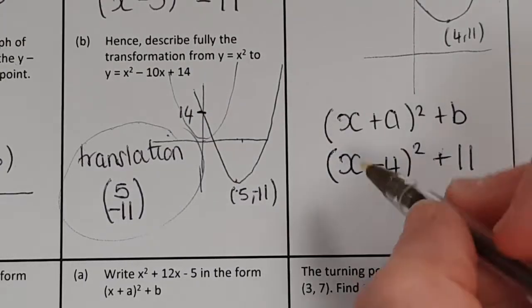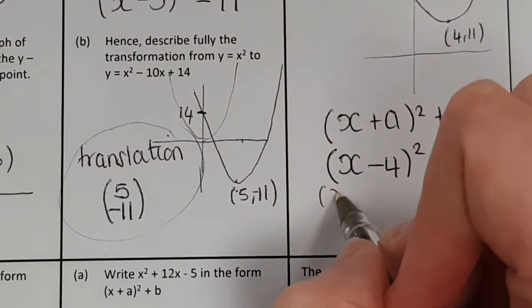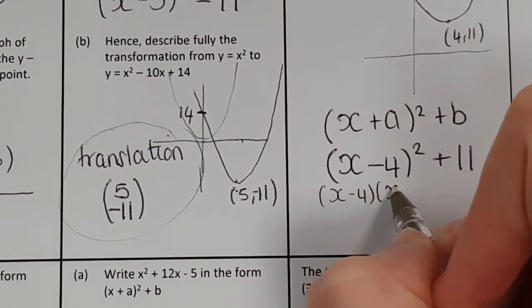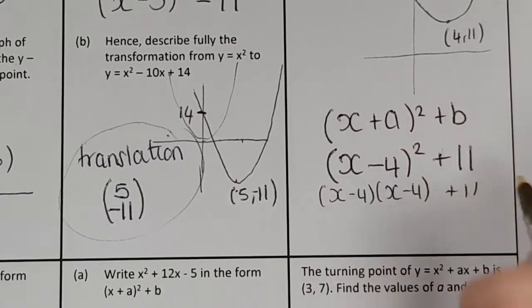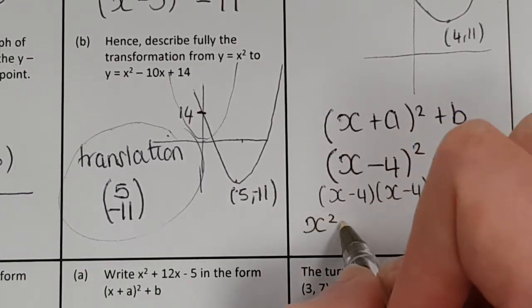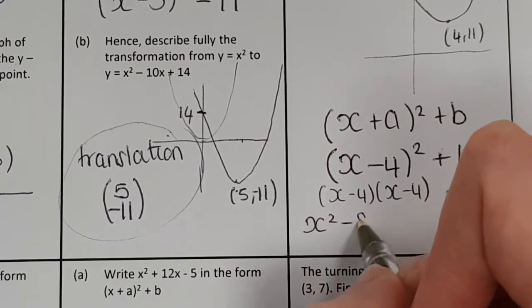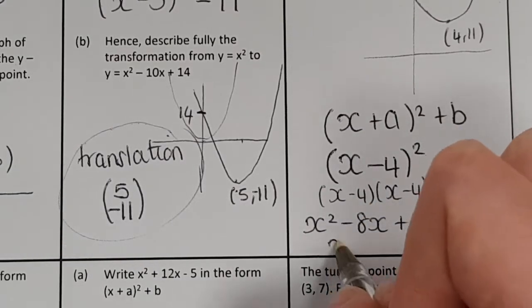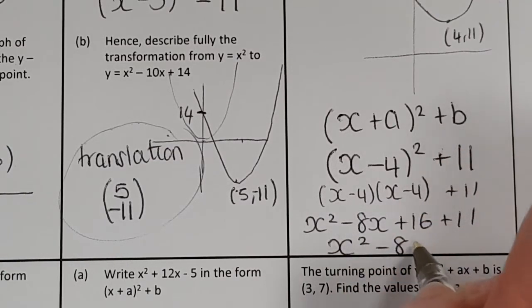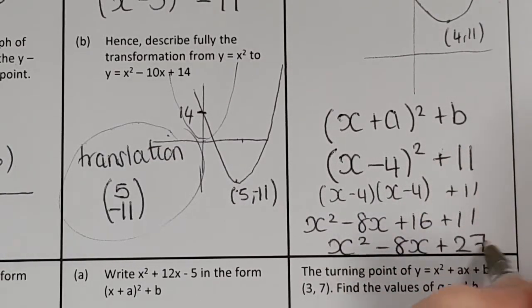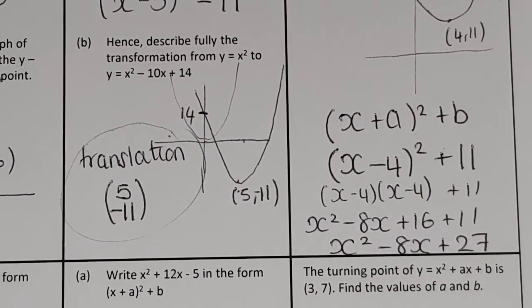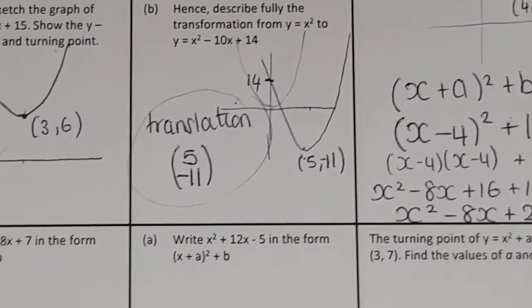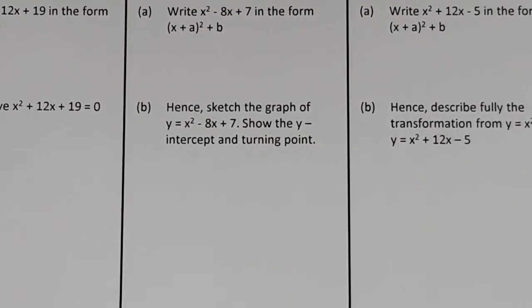All you need to do from there is expand your brackets. Now remember, that is technically x minus 4 multiplied by x minus 4 and then add 11. So I get x squared minus 4x minus another 4x, so that's minus 8x, add 16 and then plus 11. Tidy it up a bit, x squared minus 8x plus 27. All the others should follow along in the same sort of idea, so give them a go, see how you get on. Any problems, let me know.